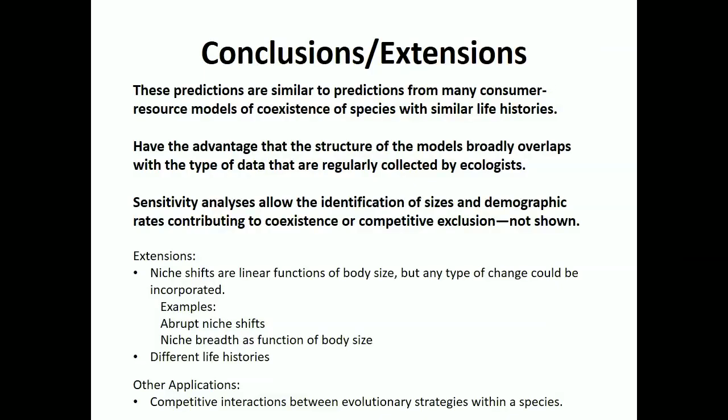So finally, just to conclude, these predictions are fairly similar to what you get in the context of discrete models, but these types of models allow you, if you're working with size-structured organisms that are structured in continuous space, such as body size, to actually take these models out into the field and try to parameterize them to ask questions about any species of interest.